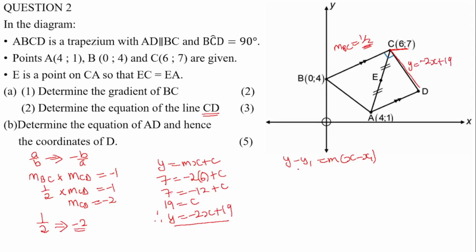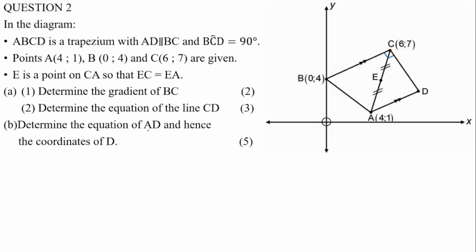Right, we can also use this formula, y minus y1, we put 7 is equal to m, gradient negative 2, times x minus 6 like that. And then y minus 7 is equal to negative 2x plus 12. Add 7 on both sides of the equation. y is equal to negative 2x plus 19. See, you're getting the same answer. Alright, let's do B.